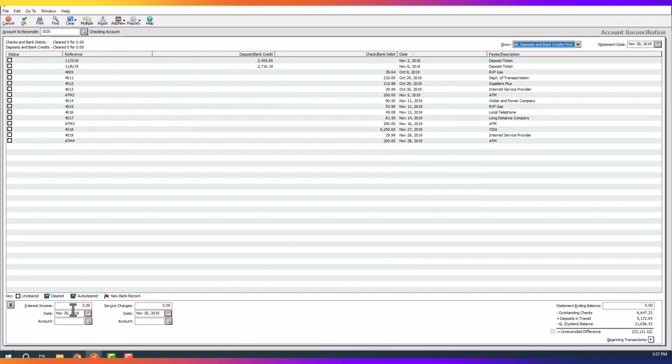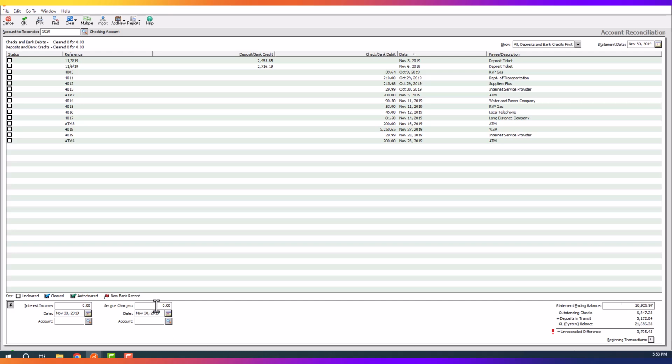If this pane isn't showing the service charges or the interest income, you might have to click this little arrow to make that show up. You want to be able to see that. First thing we're going to do here is enter the statement ending balance from the bank statement. So we look at the bank statement on page 342, and we can see the ending balance was $26,926.97. So I type that in.